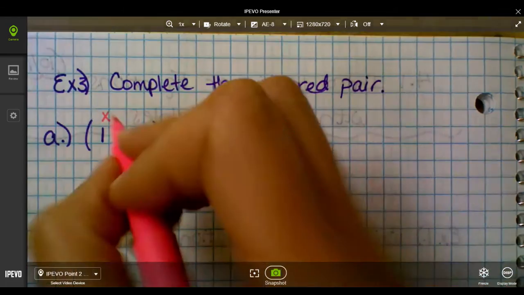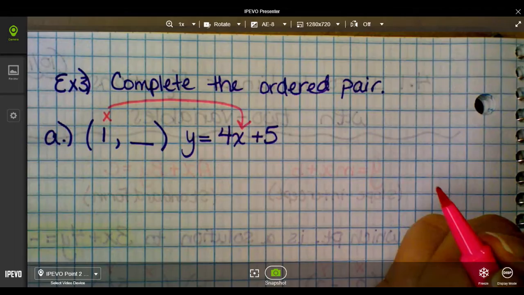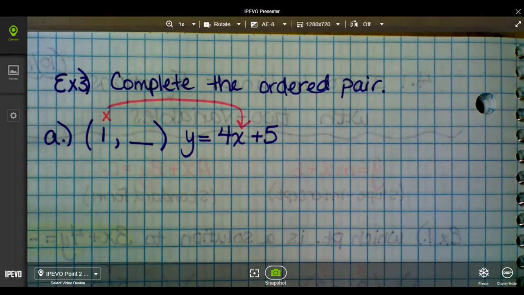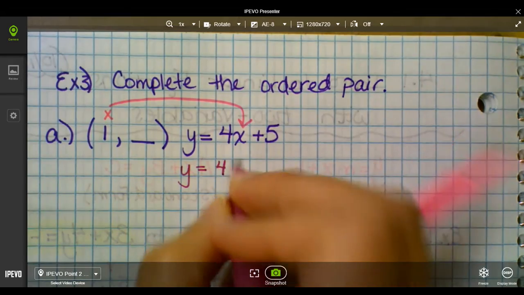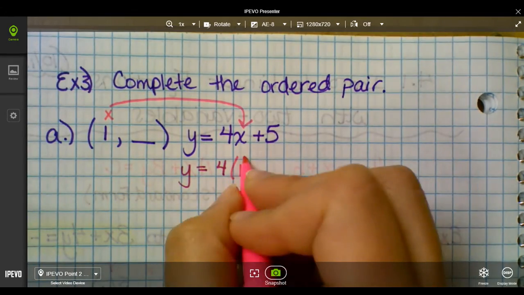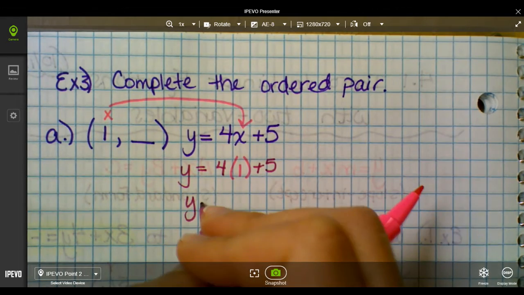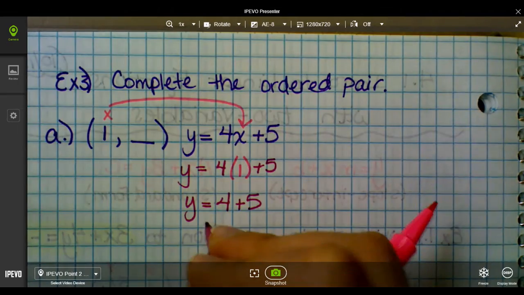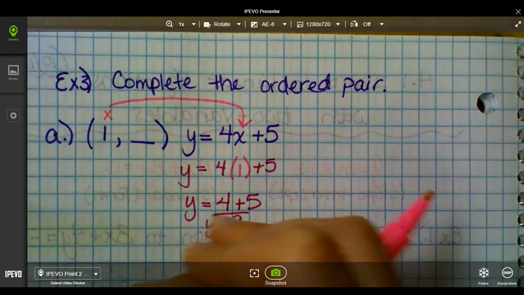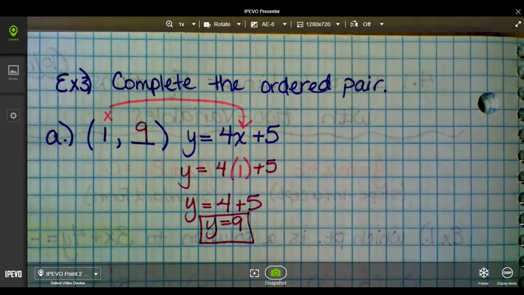Okay, so all you really need to ask yourself is, what do I have? I have the x value. That means I'm going to take this x value and plug it into the x value here so I can eventually solve for y. So now I have y equals 4, and then I'm going to plug in the 1 for x, and then add the 5, and then y equals 4 plus 5, which means y does equal 9. I always end up saying the answer before we actually solve for it because that's just what I do.